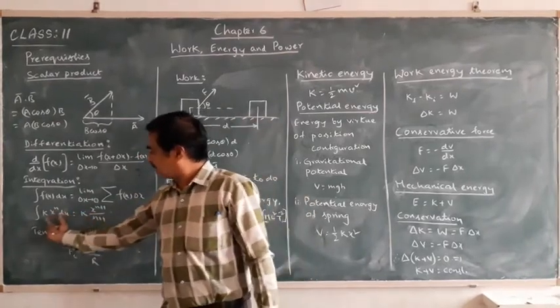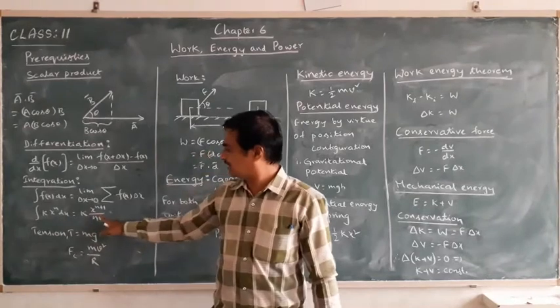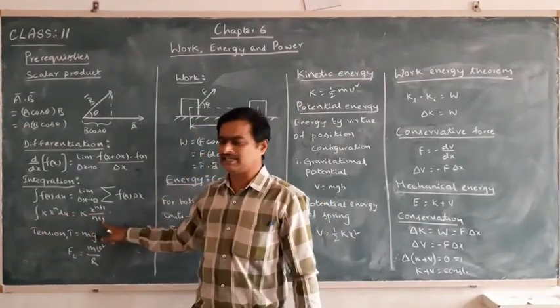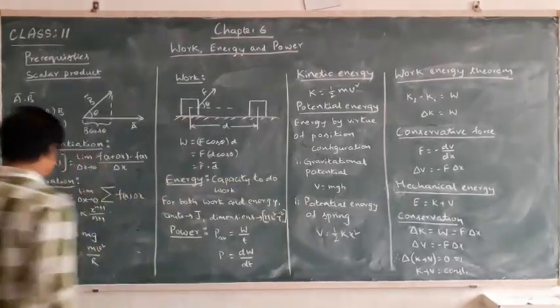Then you have to remember this one. Integral of k into x power n dx is equal to k times x power n plus 1 by n plus 1, where k is a constant. This is a basic one. Don't bother about things.